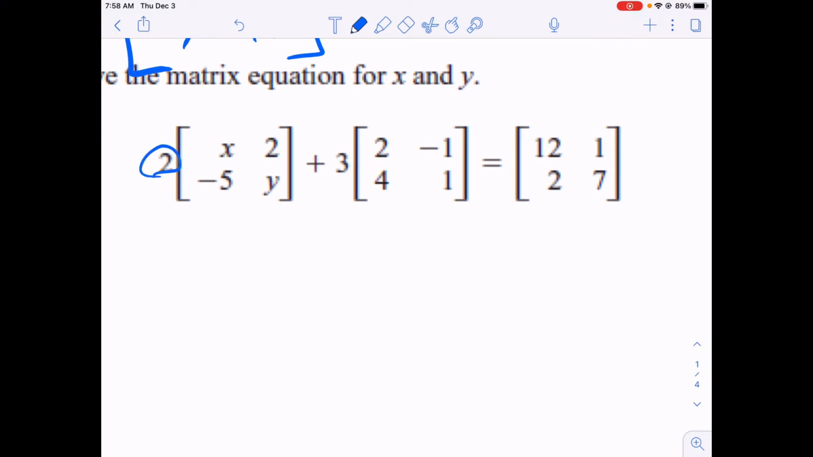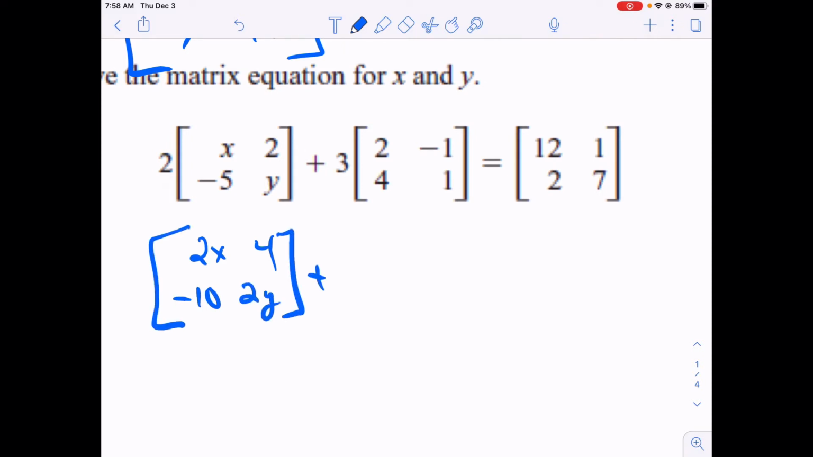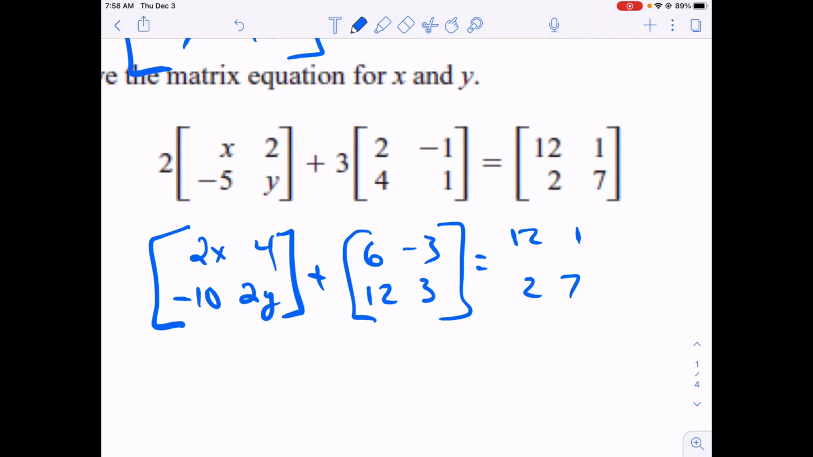I'm going to do the scalars first, those two matrices. So I have 2x, 4, negative 10, and 2y. Everything's multiplied by 2. Plus, the second matrix, everything's multiplied by 3. So it's 6, negative 3, 12, and 3. And this still stays the same. Nothing's happened out here. And 7.